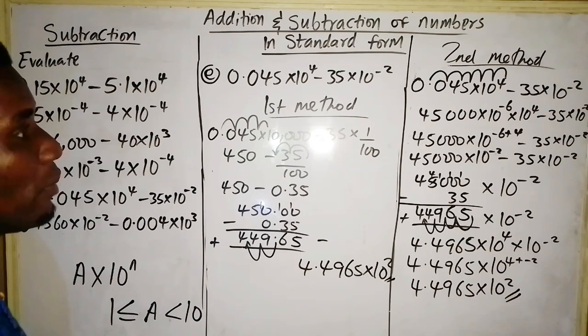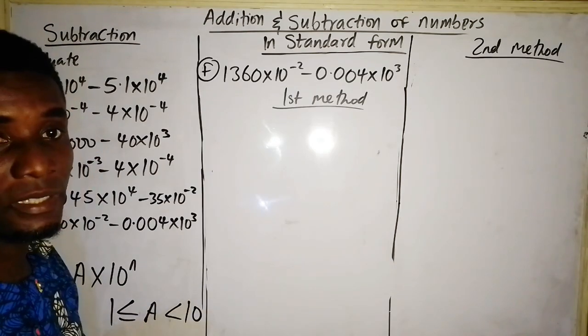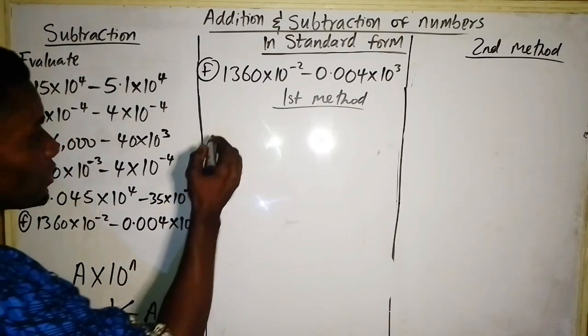So this is how to go about this question on standard form, subtraction of standard form without using what? Calculator. So let's move to the last question we have here. In this case, we are having different exponents, positive and negative. So let's solve this.